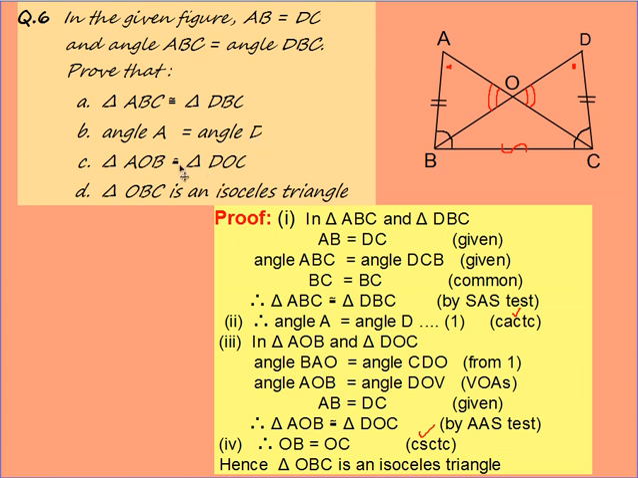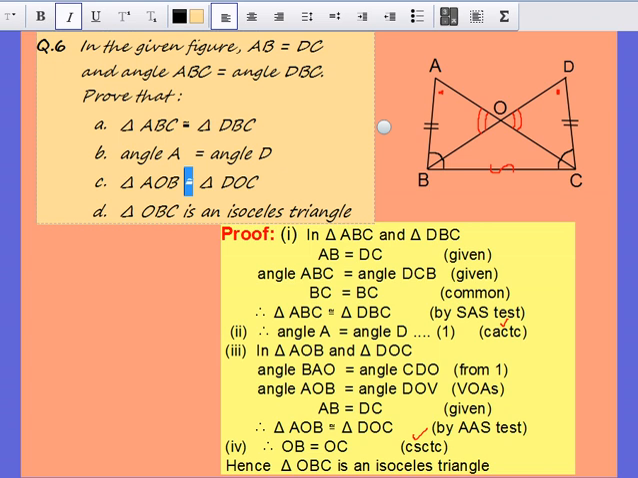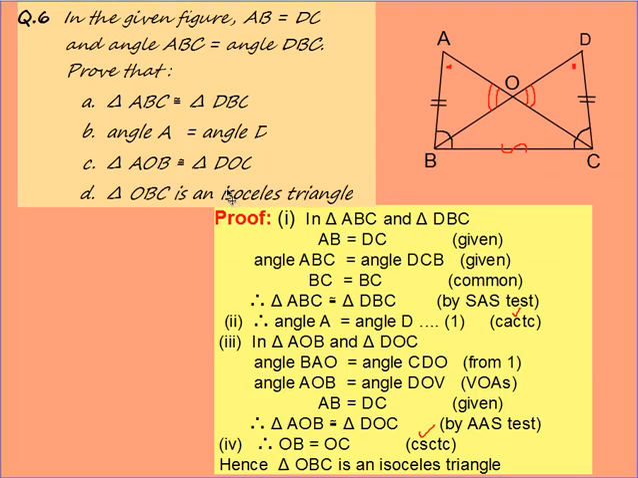Now if I go for the third one, this is also congruent sign. So please make a note, this is congruent sign. So they are asking AOB and DOC. So if you see here AOB and DOC, I already got, this is vertically opposite angle, this I already found. So I can write AAS test.